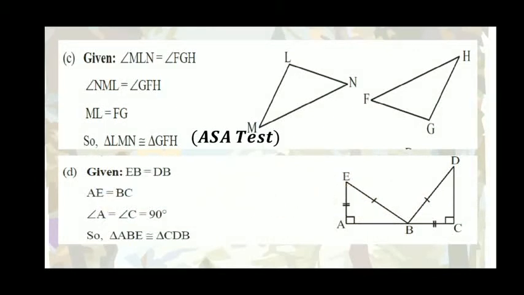Now the next one: EB equals DB, AE equals BC, angle A equals angle C equals 90 degrees.